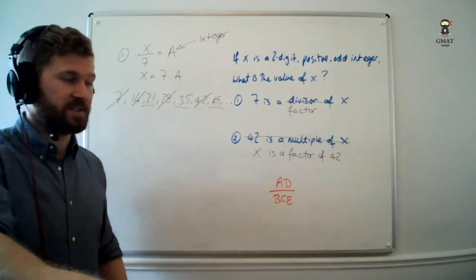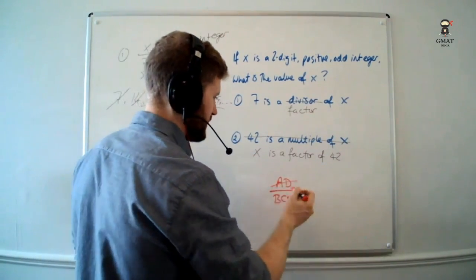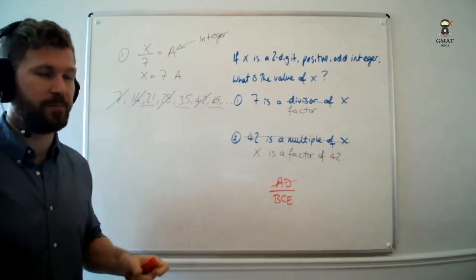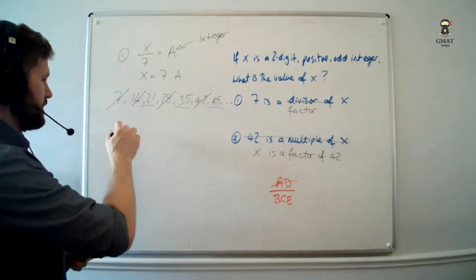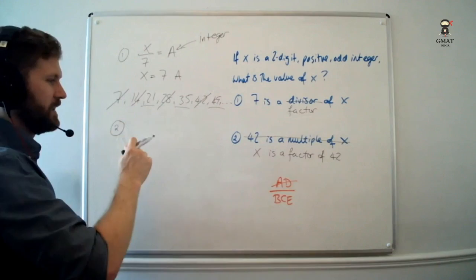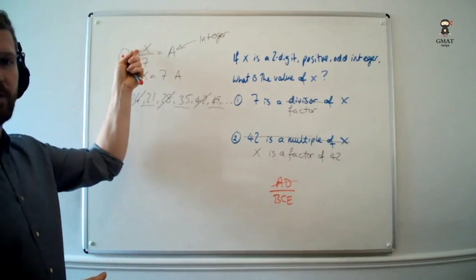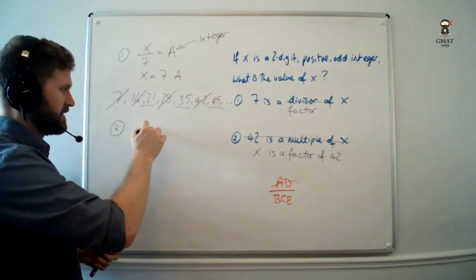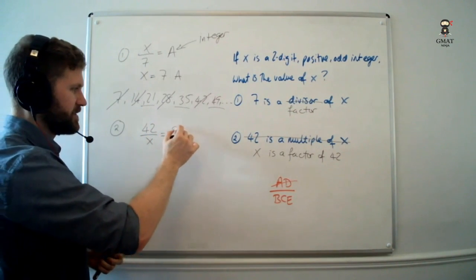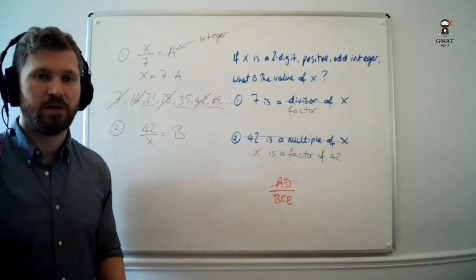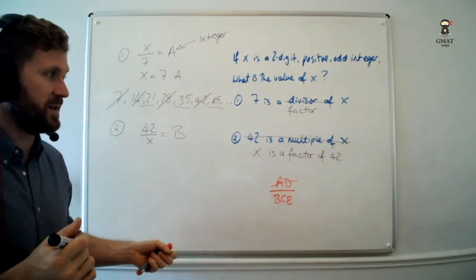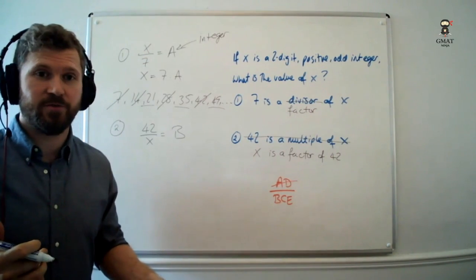It's not sufficient to tell me, so I'm going to cross out A and D and move on to piece of information number 2. Now, if x is a factor of 42, well, this is slightly different. Up till now, we've always had the number on the bottom and the unknown on the top. In this case, I could say 42 over x is equal to some integer. Okay, well, now I need to know what my options for x are. So basically, I need to know what the factors of 42 are.